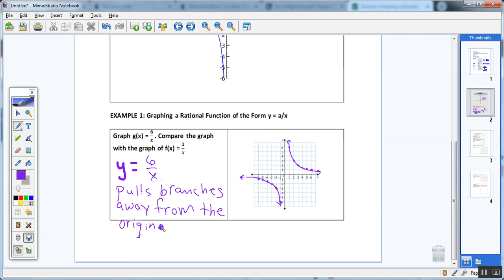What was the other thing we said instead of pulling away from the origin, kids? Could be a vertical stretch by what scale factor?